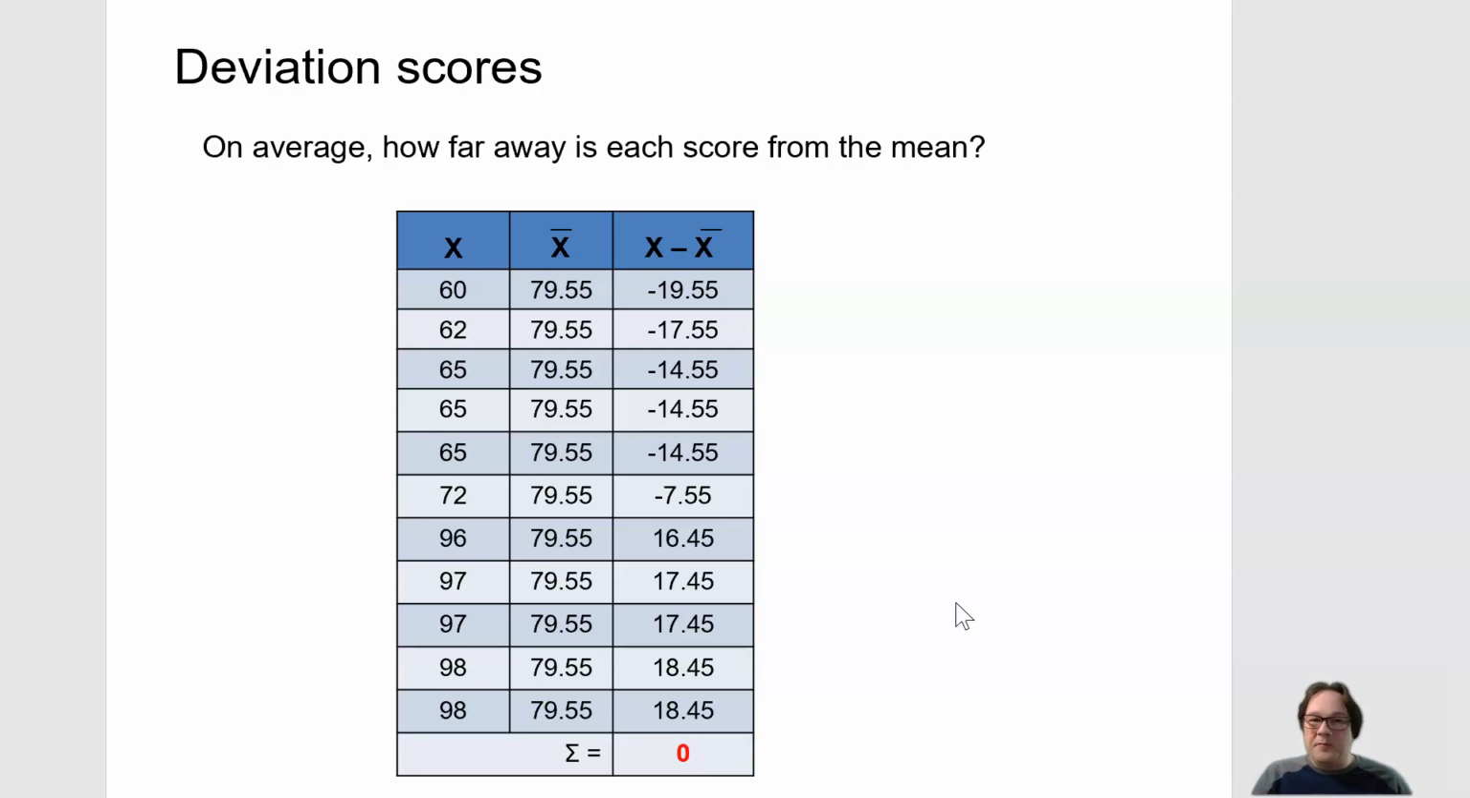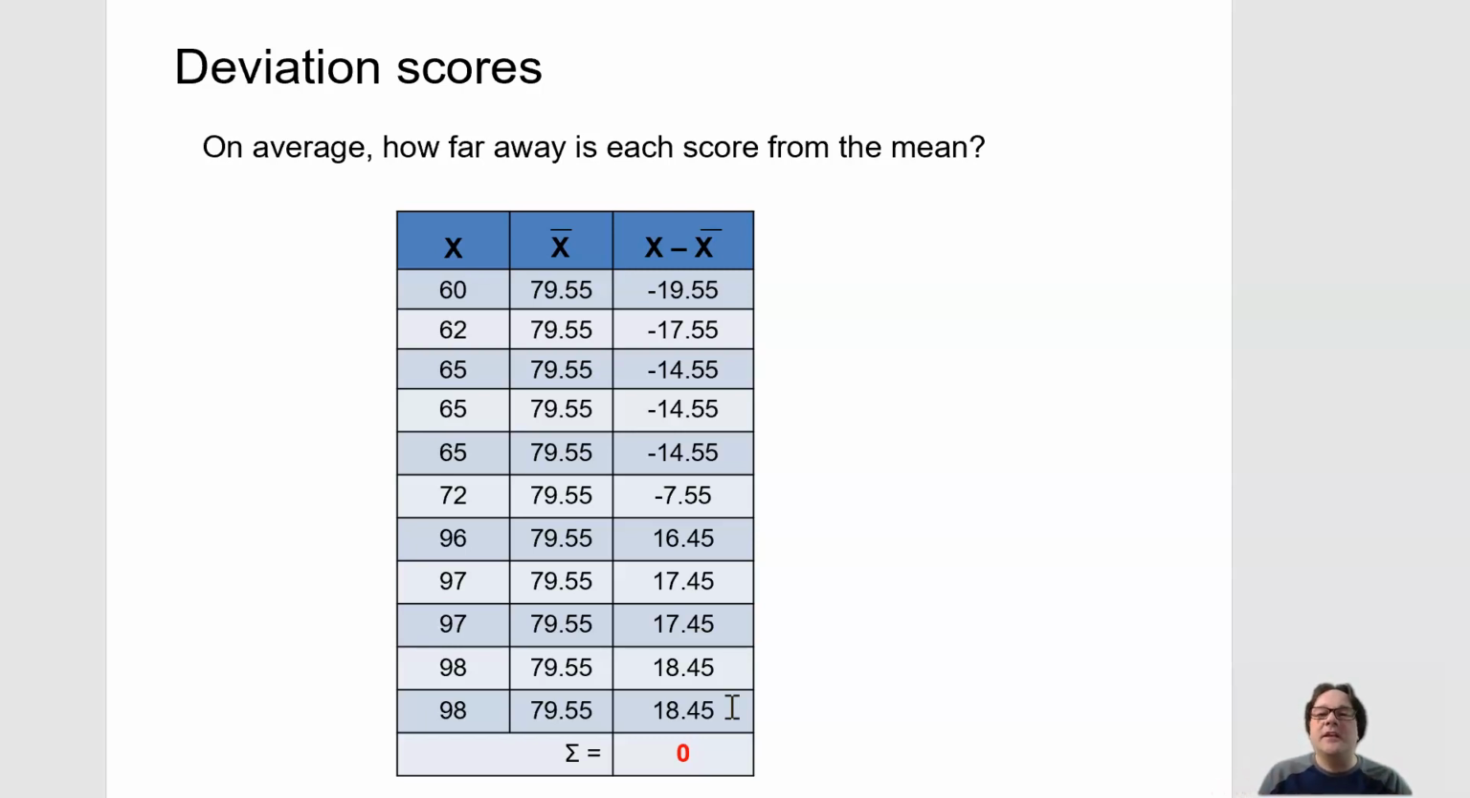But we have a problem here. Whenever you try to add up deviation scores in a distribution, you're always going to end up with 0. Why? Because all of these negative values are going to cancel out all of those positive values. So you're always going to end up with 0. So you might say, okay, well, nothing I can do here. Let me just pack up my bags and go. Well, not so fast. There is something we can do to get rid of that 0.